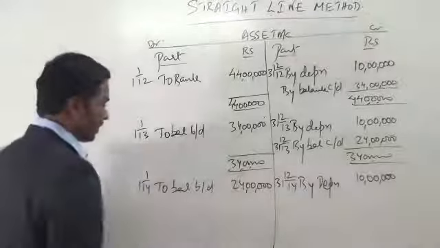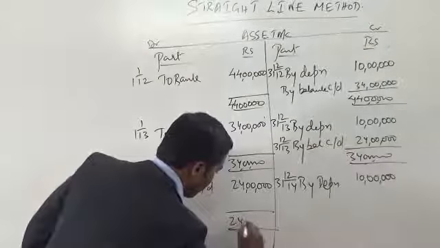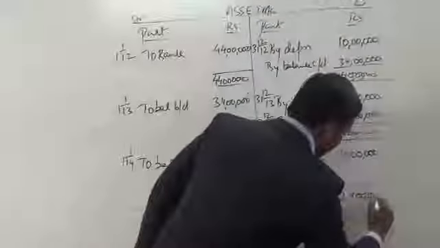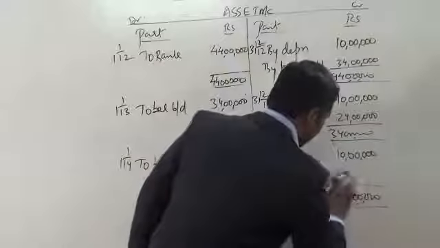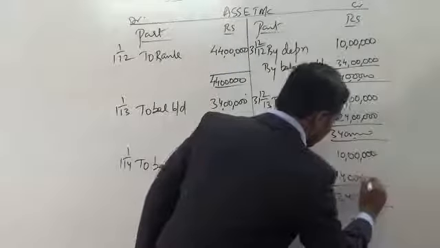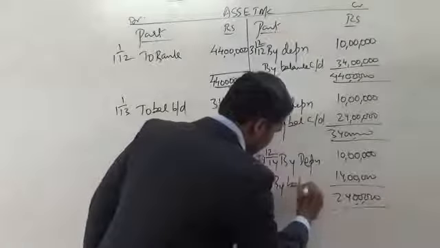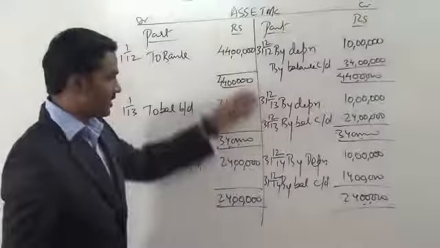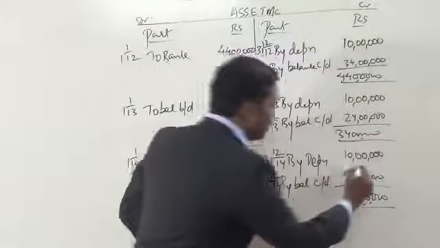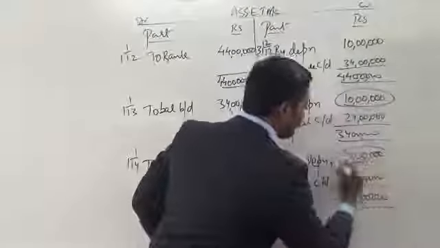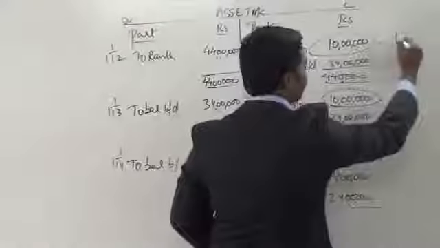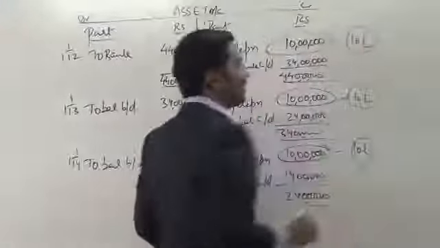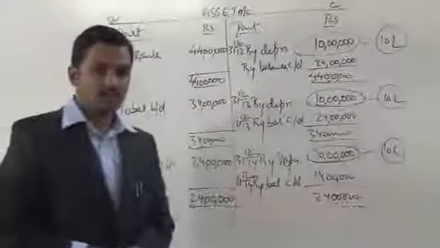What will be the balance left in the third year? 24 lakhs minus 10 lakhs, it will be 14 lakhs rupees only. So by balance carried down 31st December 2014. So we have prepared the asset account for 3 years. If you see, the depreciation has remained the same every year. It is 10 lakhs, 10 lakhs, 10 lakhs. That is why this is called the straight line method, or the fixed installment system.